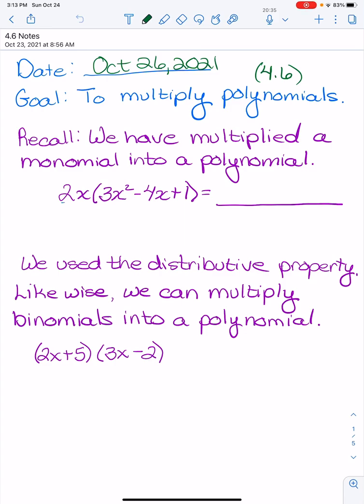Hi everyone. This is a lesson about multiplying polynomials. It's section 4.6 in your book. So we're moving on from where we left off.